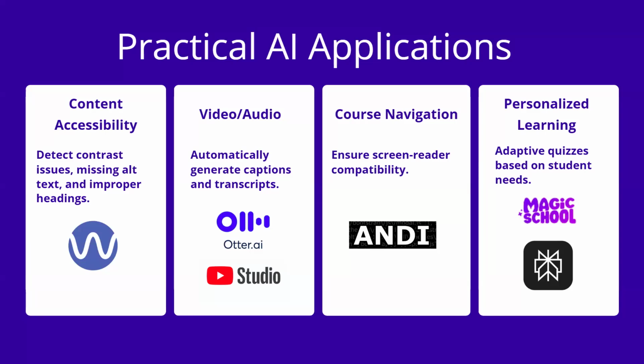Screen reader optimization tools like Andy ensure students using assistive devices can navigate your course with ease. We have adaptive learning tools. They can offer customized content to students based on their progress. Magic School and Perplexity are great for adapting quizzes and assignments. And all of the tool links that we're talking about are going to be included in the resource slide for you to explore after.